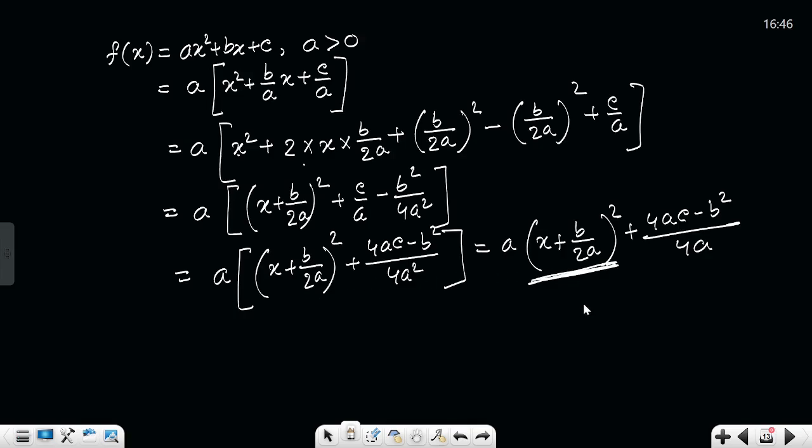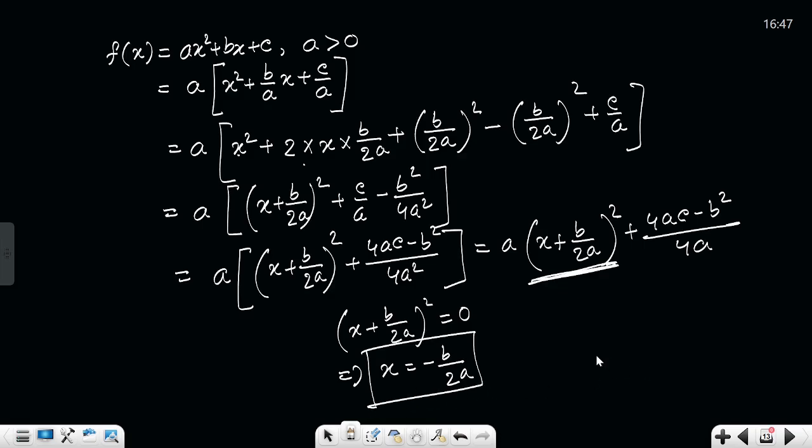We all know that the minimum value of a whole square quantity is always 0. Here a is multiplied also, but there is no need to think about that, because if x plus b by 2a whole square is minimum, then a into x plus b by 2a whole square will also be minimum. So x plus b by 2a whole square is minimum when it is equal to 0. From here we can say that x is equal to minus b by 2a.